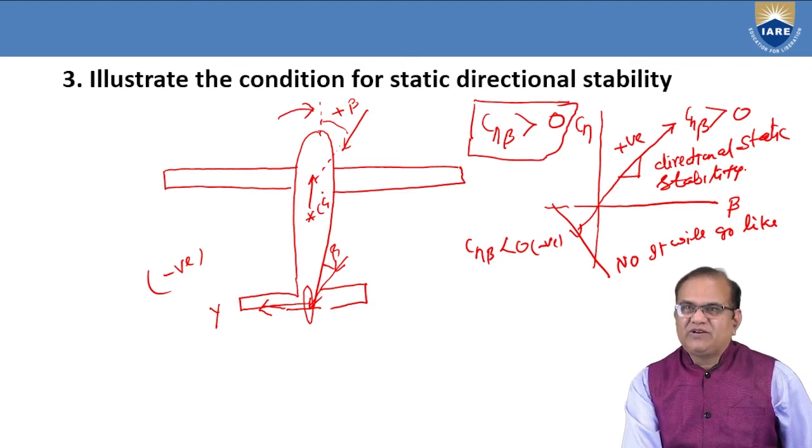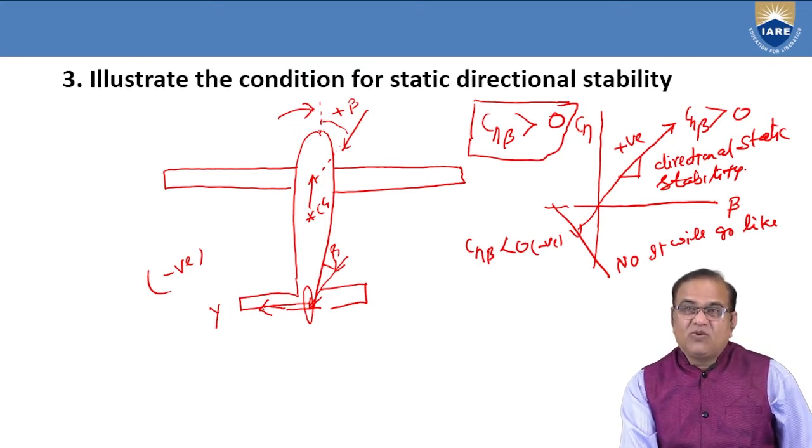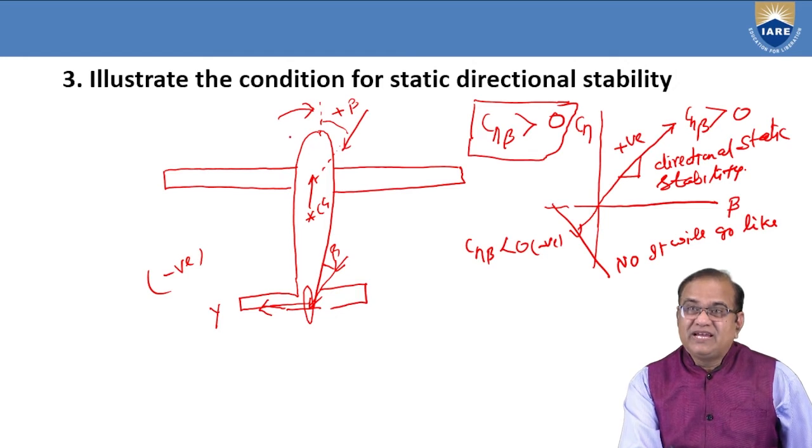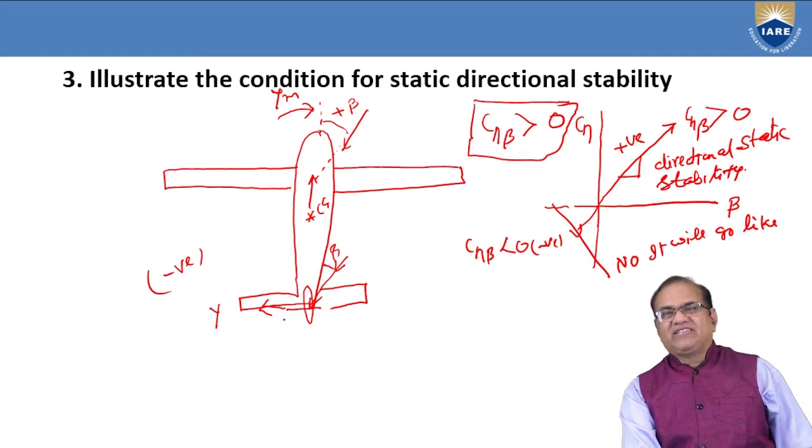And I have explained what is the meaning of Cn beta. Means here this is the y, and this y is negative, and this y negative making the moment positive. This is the yawing moment. This yawing moment is positive. So for the positive beta, we need a positive moment. However, the force generated by this is negative.